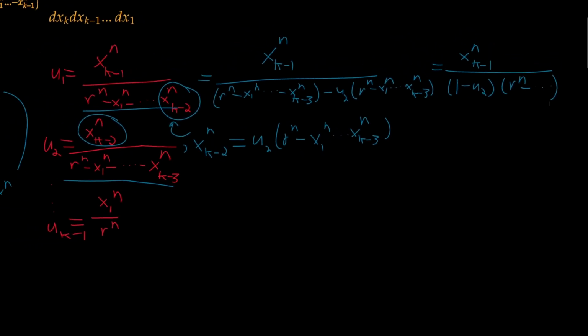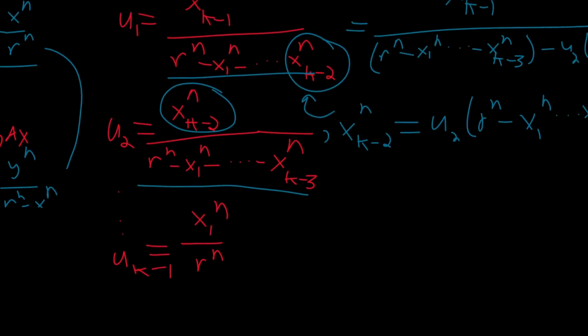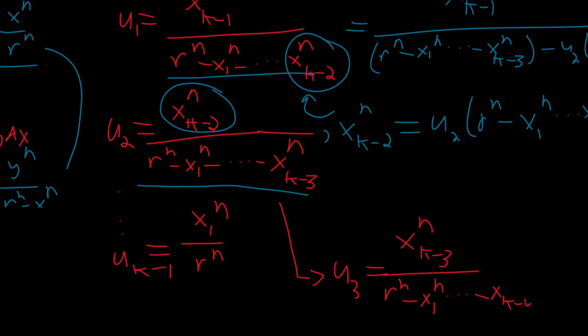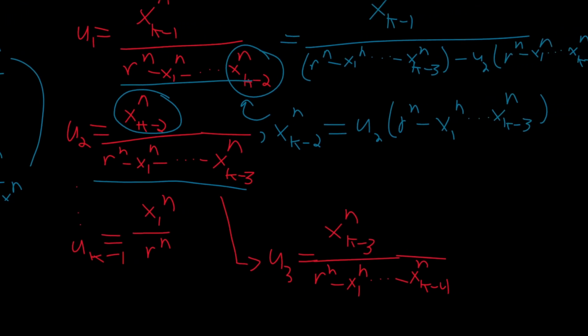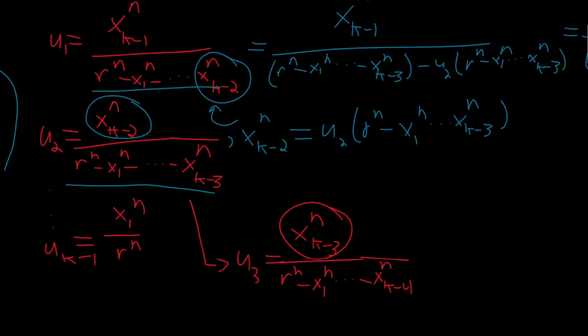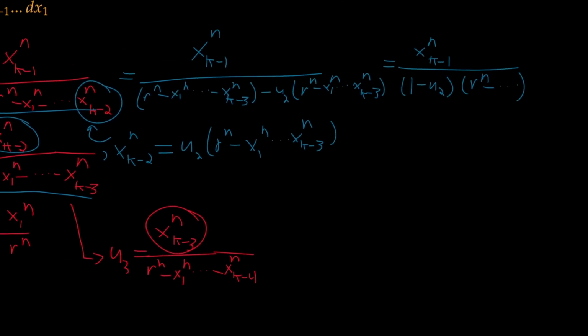But you'll see here that according to this transformation, we can just have, say, an x_{k-3} right here, right? So the next one in this sequence, for example, would be u3, and that is equal to x_{k-3}^n over r^n minus x1^n dot dot dot minus x_{k-4}^n. But you'll see that we can just continue this trend. We can solve for this right here, plug it back in, and what we'll get is a continuous multiplication of these 1 minus u terms.